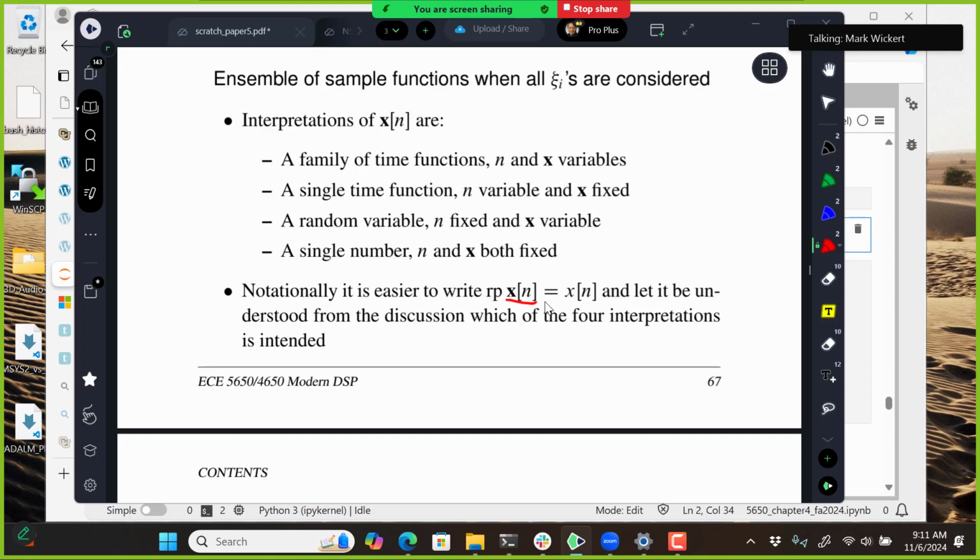The book tends to say that I'm just going to write it as an ordinary sequence, little x of n, and then let it be understood if it's a random process or not. If it's just a random variable, it's just what we get when we slice down vertically at index n. So all the interpretations come about from the discussion that goes with it.